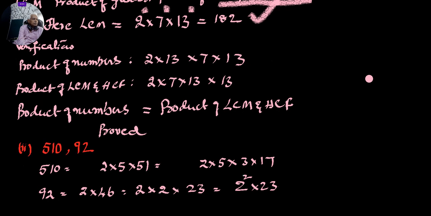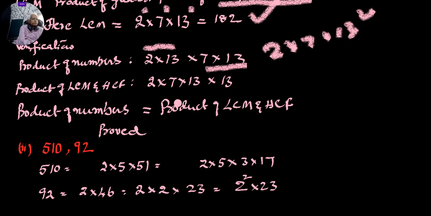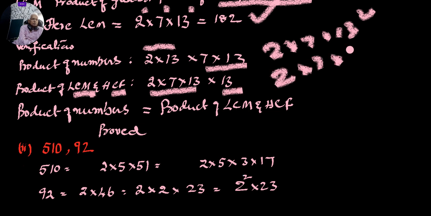Now the second part is verification. Product of numbers: one number given is 2 times 13, 26, and the other number is 91, 7 times 13. If you take the product, 2 times 13 times 7 times 13, this becomes 2 times 7 times 13 square. What about the product of LCM and HCF? LCM is this, HCF is this. Again 2 times 7 times 13 square. So the product of numbers is found equal to the product of LCM and HCF. Proved.